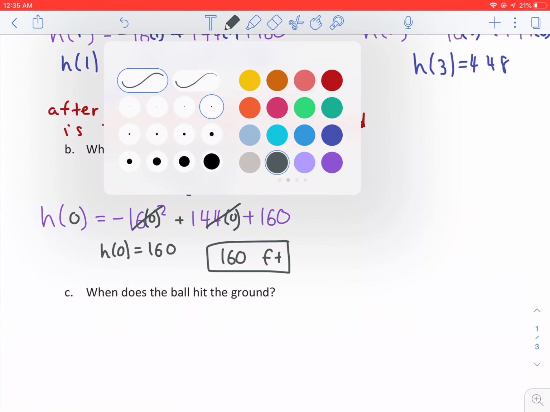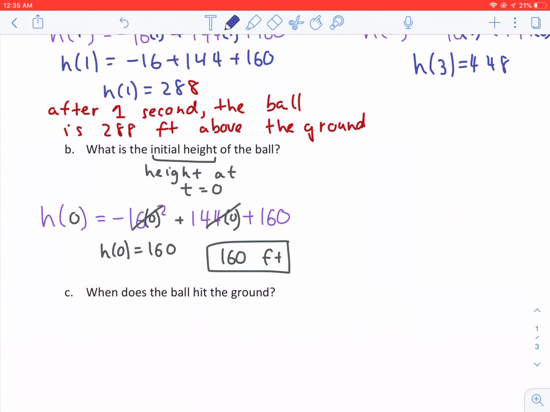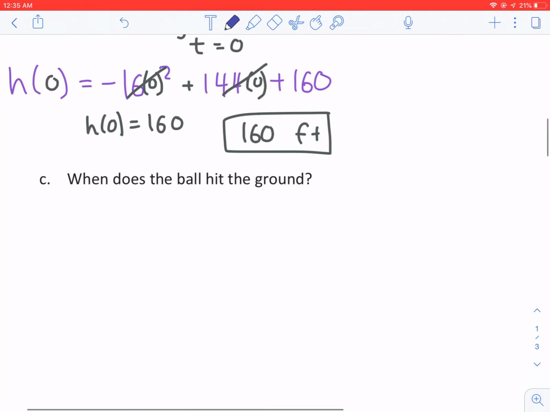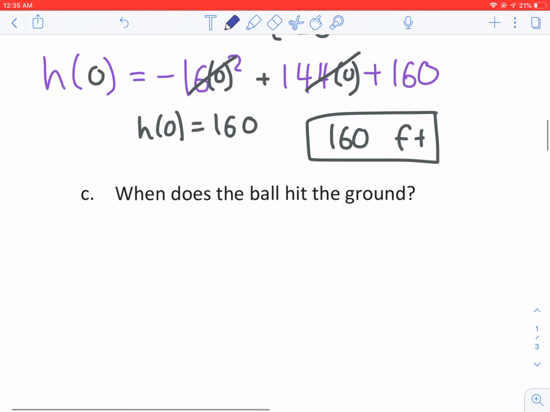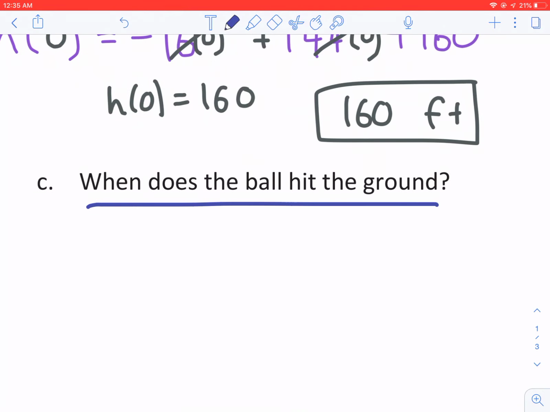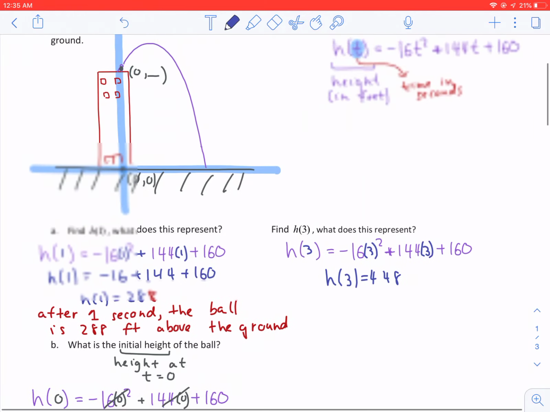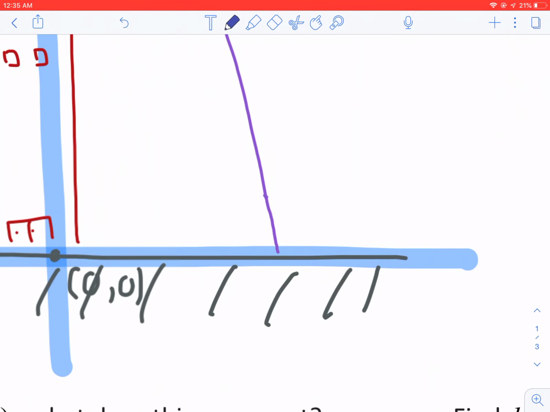Right, so we could just keep plugging in numbers all day, and that would give us the height after whatever we plug in. We can plug in after 1 second, after 2 seconds, 3 seconds, 4 seconds, 5 seconds, 6 seconds. Plug in a 7, you get the height after 7 seconds, etc. So we could keep plugging in. Maybe eventually we'd figure out when the ball hits the ground. So what do we mean by when does the ball hit the ground? Well, the ball is going to hit the ground maybe somewhere over here.